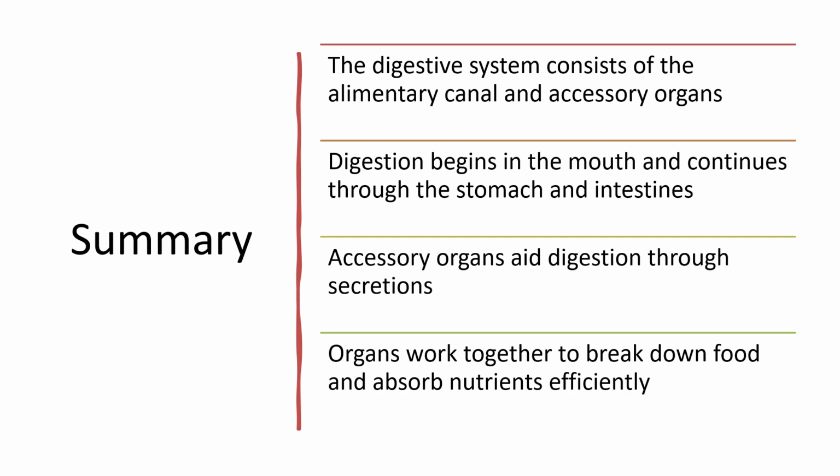The digestive system breaks down food, absorbs nutrients, and eliminates waste. It involves a series of organs working together with help from accessory organs to turn what we eat into usable fuel and building materials.